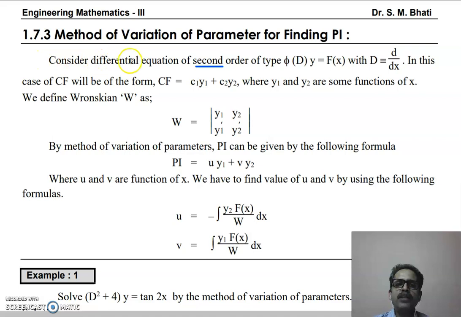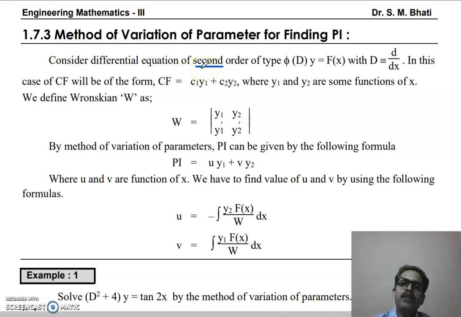Consider a differential equation of second order of the type phi(D)y = f(x), with D operator standing for d by dx. In this case, CF will have the form CF = C1y1 + C2y2, where y1 and y2 are some known functions of x. In the previous method, we did not keep any restriction about the order, but here we are considering second order first.